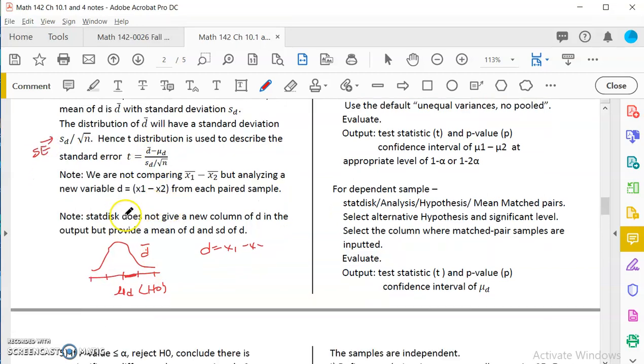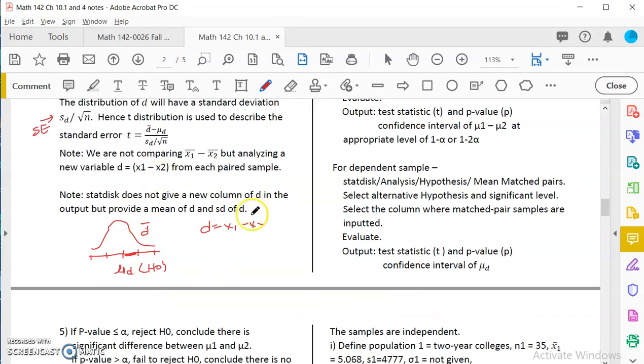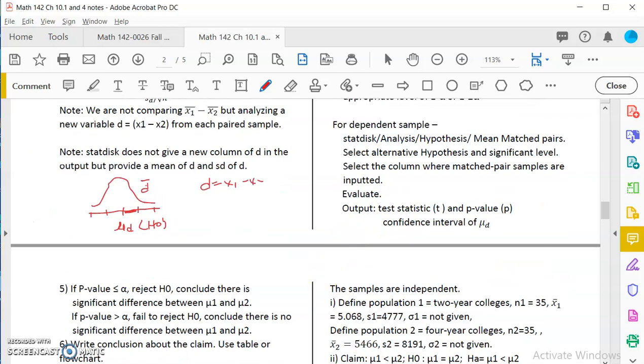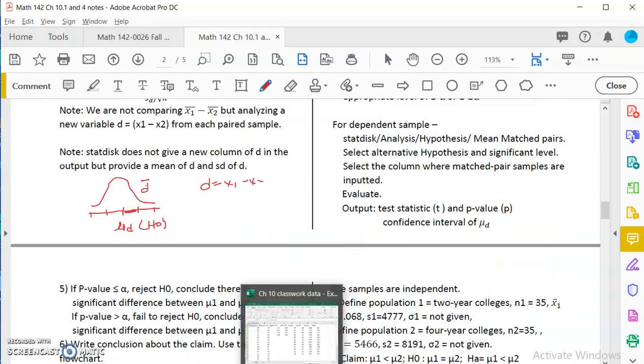So this is a new variable. You create a new data value, but a lot of software actually will create this difference variable as a new column. But if you want to do it instead this way, you have to create them one by one. They help you analyze the data, but they don't create a new column for you. So a lot of time we would do it ourselves if we want to.